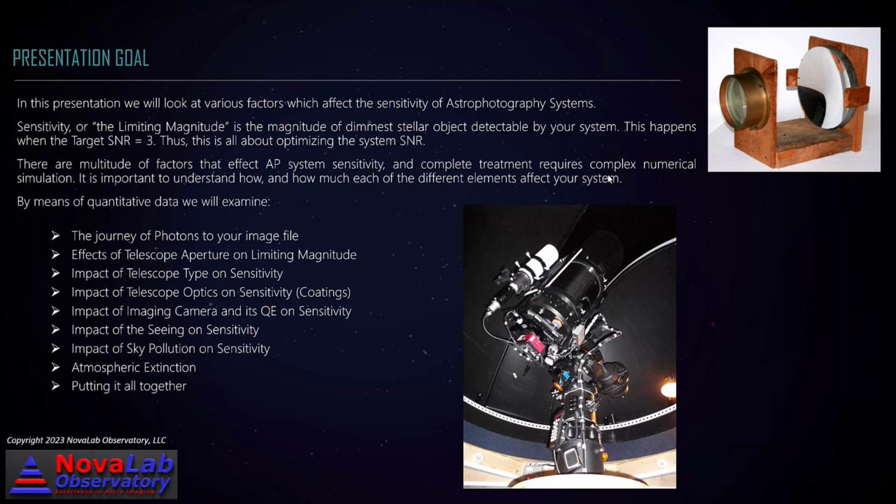There are many factors that affect astrophotography system sensitivity, and a complete treatment requires very complex numerical simulation analysis. It is important to understand how and how much each of the different elements affect your system. So we will examine the effects of the telescope aperture on the limiting magnitude, the impact of telescope type on sensitivity, the impact of telescope optics on sensitivity, things such as coatings, the imaging camera and its quantum efficiency on sensitivity, and then finally the environmental impacts such as seeing and the sky pollution on the sensitivity. We'll also touch a little bit on the atmospheric extinction, and we'll wrap it all up by showing you how to estimate what your system should be capable of doing.